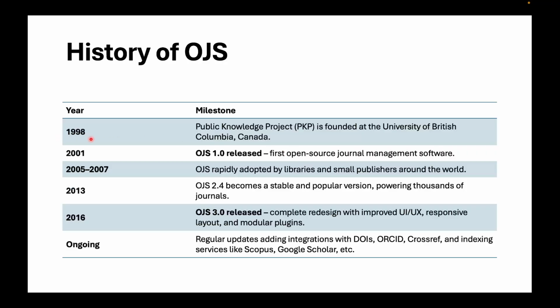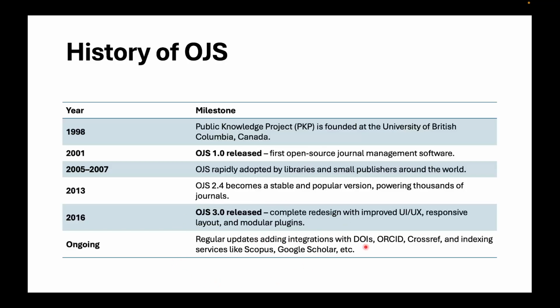It was formed in 1998 at the University of British Columbia, Canada. This PKP is the company which developed OJS. Later, many versions of OJS were released, and OJS is updated yearly with a new release. OJS 2.4 is considered the most stable and popular version, powering thousands of journals. Later a lot of modifications and updates came regarding OJS.